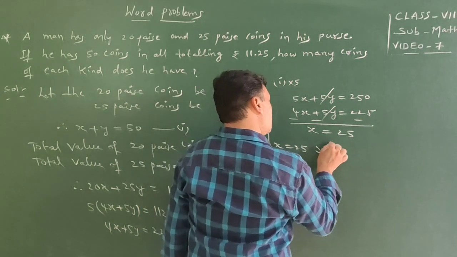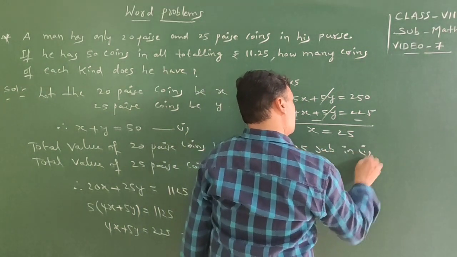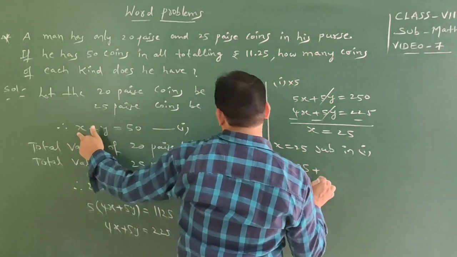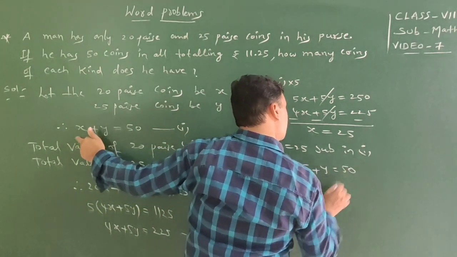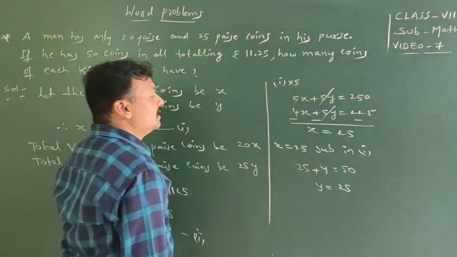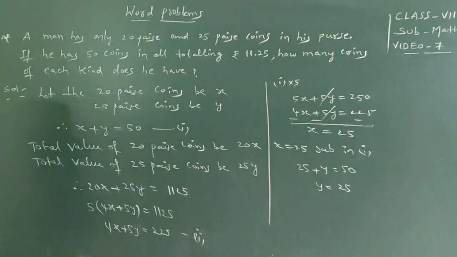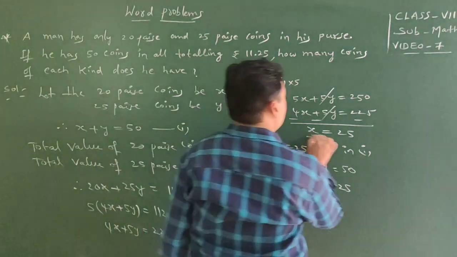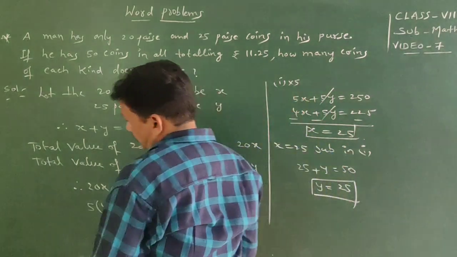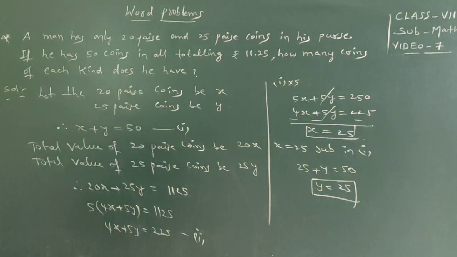X equal to 25, substitute in first equation. Here 25 plus y equal to 50, then y equal to 25. Okay. Here 20 paise coins 25 and 25 paise coins also 25. We have 25 coins of each kind.